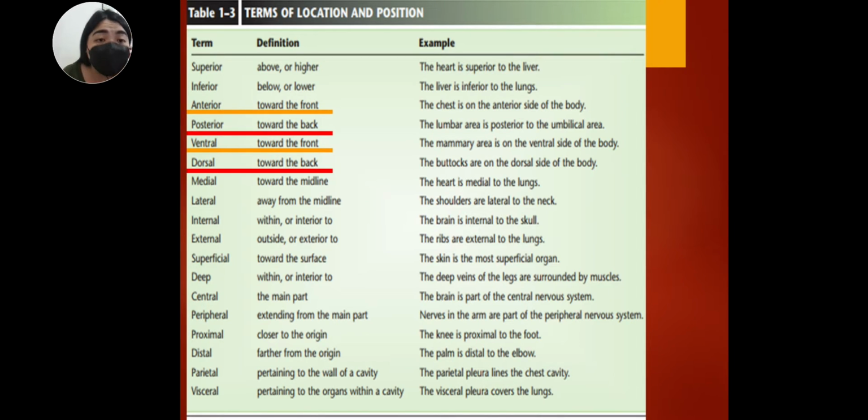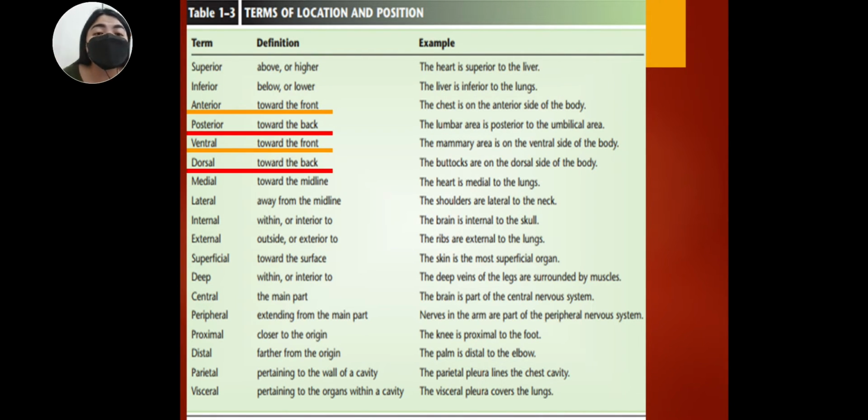Okay? Next to that, we have deep, or within, or interior too. So the deep veins of the legs are surrounded by muscle. Before you can actually, in a muscle, you can eventually see the veins, di ba? Within, nasa loob, or kaakibat. Yan yung best way. Kaakibat ng muscle yung veins, nakikita mo yung veins sa illustration ng muscle. So that's why it is deep. Parang na-implant na sa kanya.